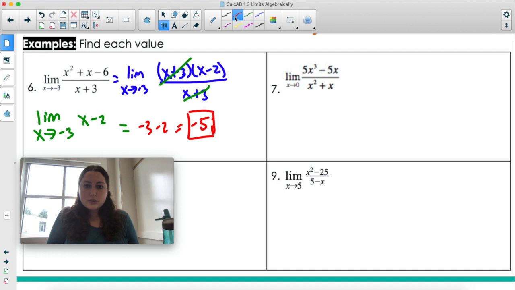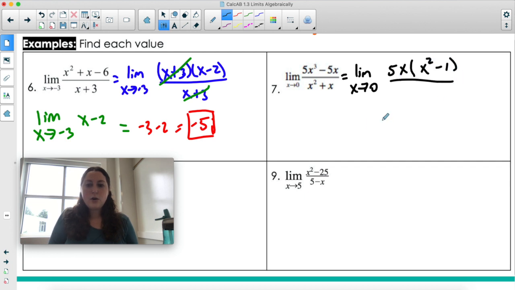We've got the limit as x approaches 0. Again, if I plug in 0, I'll get 0 minus 0, which is 0, over 0 plus 0, which is 0. 0 over 0 tells me I need to do something, so I'm going to factor. This is the same as the limit as x approaches 0 of, what do they have in common that I can factor? A 5x. So it leaves me with x squared minus 1 over the denominator.